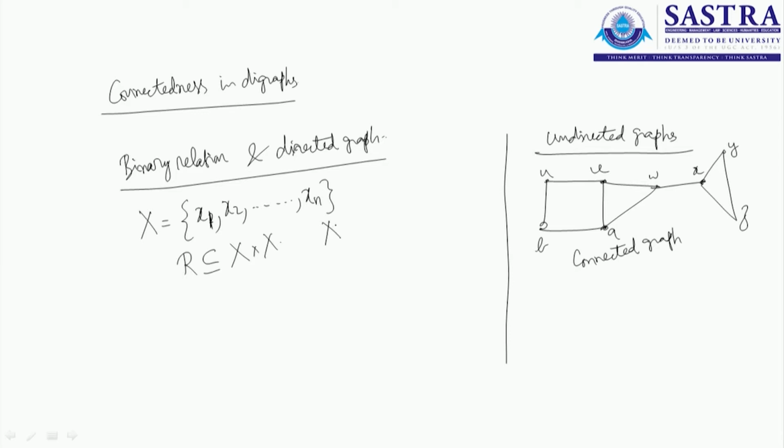What is this X cross X? X cross X is the set of all elements (xi, xj) such that xi and xj belong to X. It can also be the same element. This is called a Cartesian product, and this is called a relation, which is a subset of X cross X.